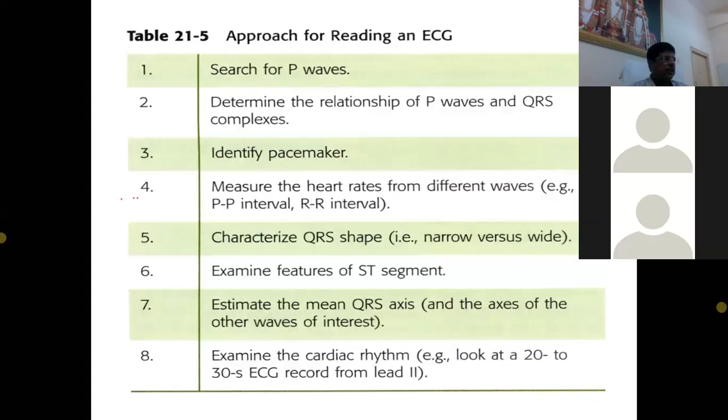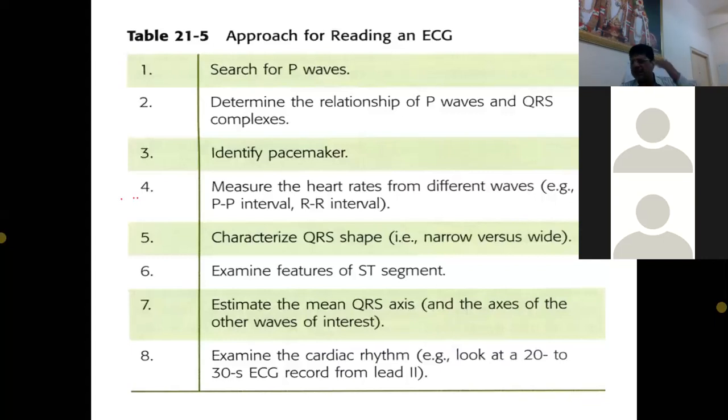So first we look for the P waves, then the P wave and QRS complex relationship, identify the pacemaker, identify the heart rate by looking at the PP interval or RR interval, the shape of the QRS, and the ST segment. What is the importance of the ST segment? The ST segment will tell us whether there is any ischemia or infarction, whether there is deviation. The axis of the heart has to be determined, and the rhythm.